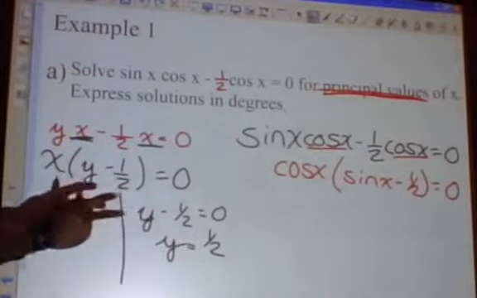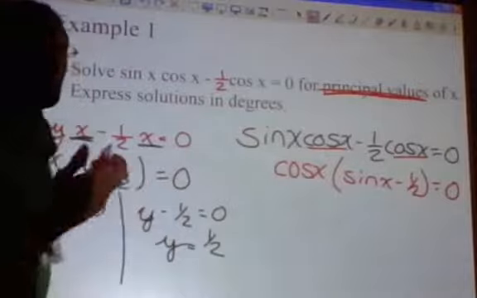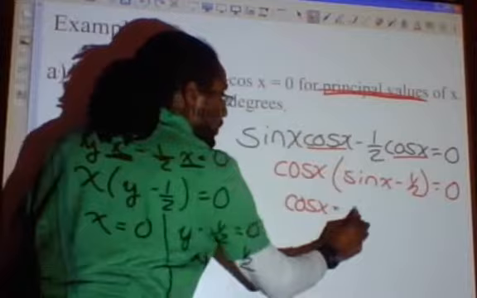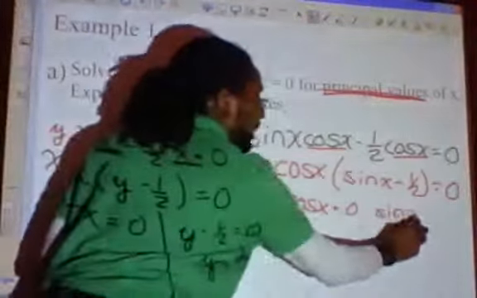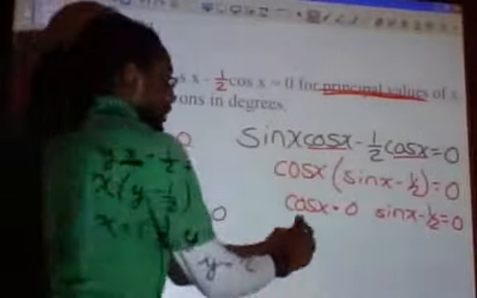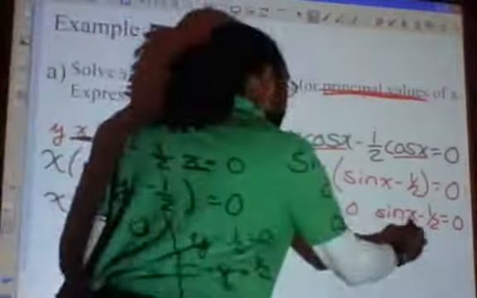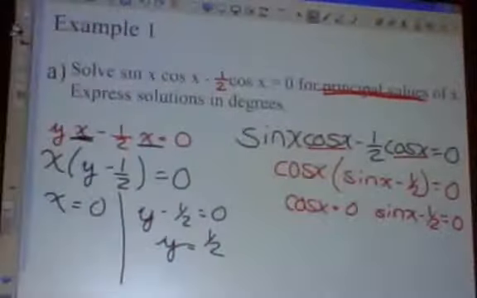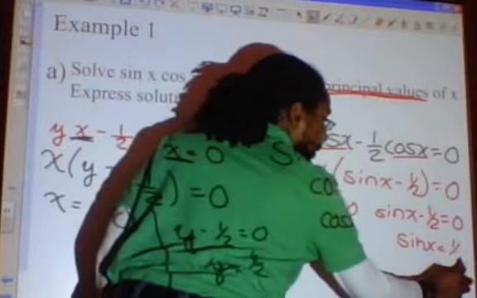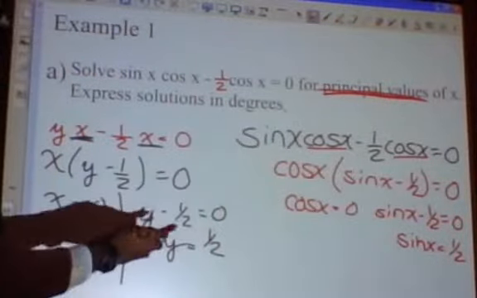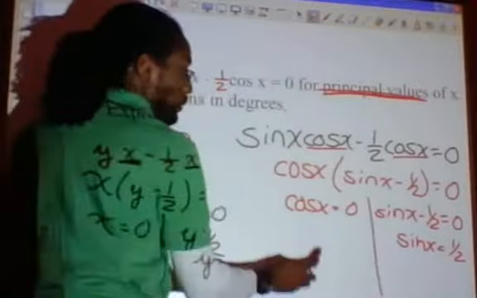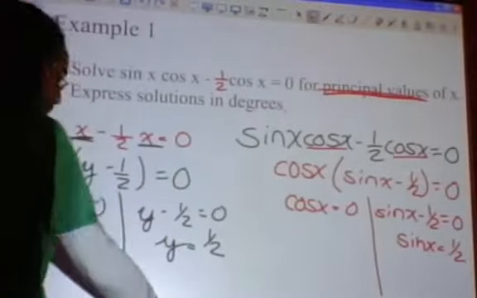All right, so just like we did over here, the zero product property, we do cosine x equals 0. We do sine x minus 1/2 equals 0. And then we solve them out. So cosine x equals 0, we leave it there. And then here we have sine x minus 1/2 equals 0, or sine x equals 1/2. So in other words, we add 1/2 to both sides, and so we get sine x equals 1/2. So we're looking at these two values here. We should get one answer for cosine x and one answer for sine x.